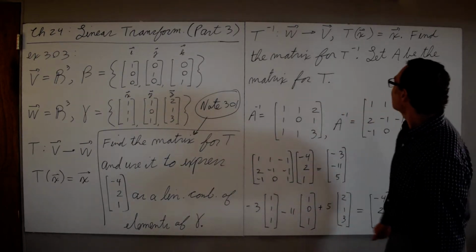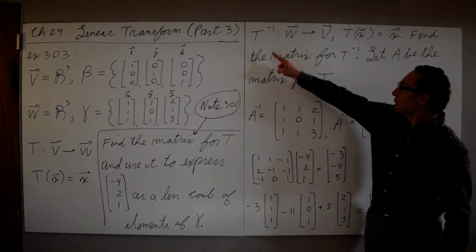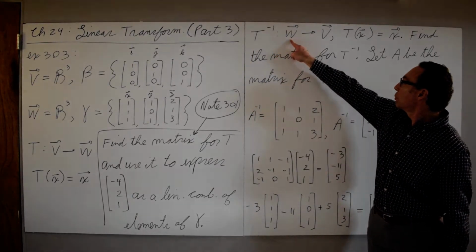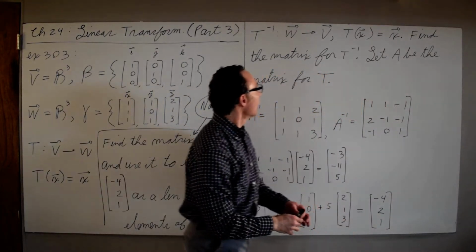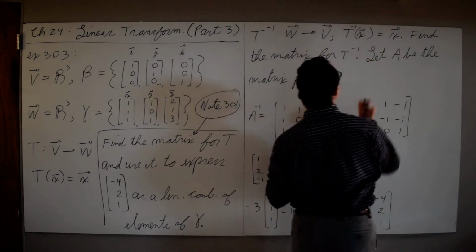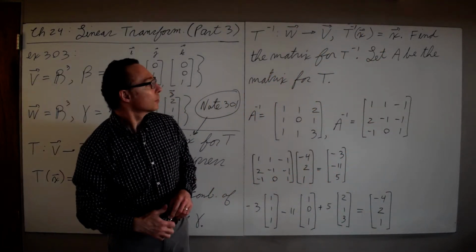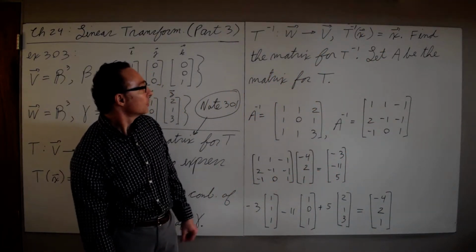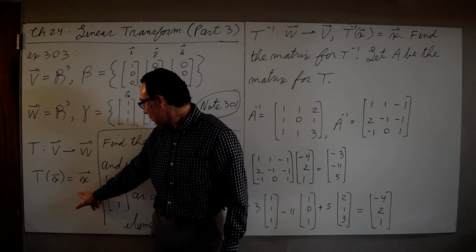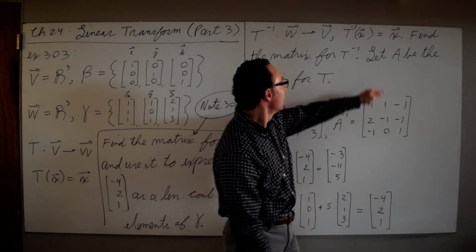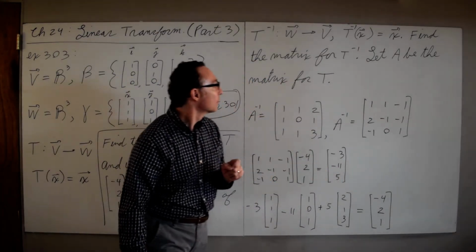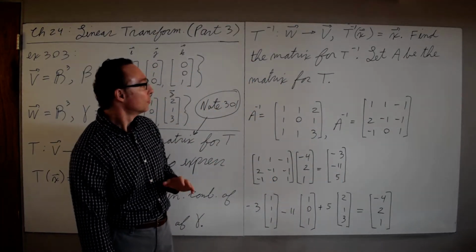Now, it's easier to work with T inverse. T inverse is the function from W to V, and T inverse of X is equal to X. That's because T of X is just X, and so the inverse function of that is also just X right here. So T is its own inverse, basically.